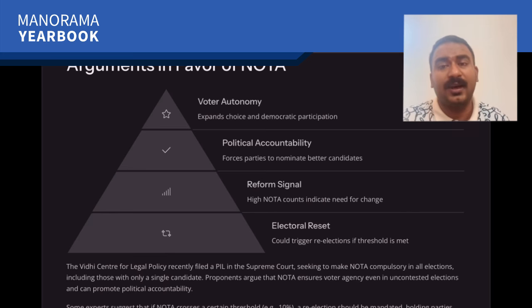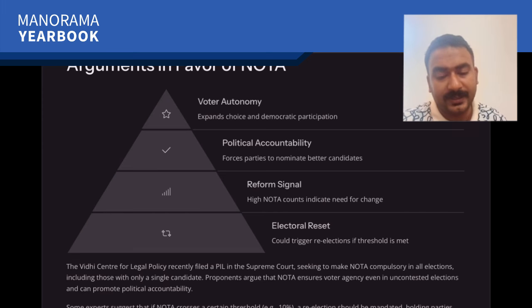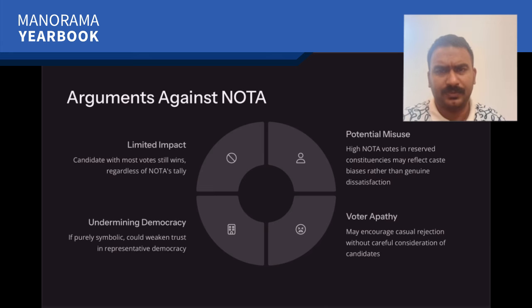However, there are also some arguments against the compulsory inclusion of NOTA. One, the practical impact is negligible. The candidate with the most votes still wins, regardless of the NOTA tally. Two, it can skew the constituency. There have been instances where high NOTA votes may reflect caste-based bias rather than genuine dissatisfaction.